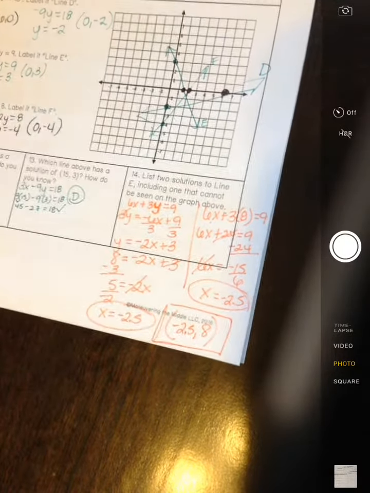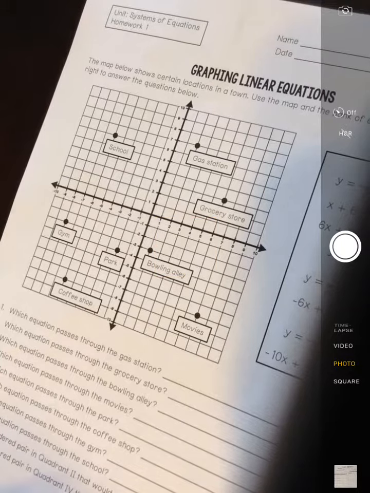So on the back, you are working on 1 through 10. Okay, you are graphing and then answering the questions. This is due tomorrow, so please make sure that it gets done.